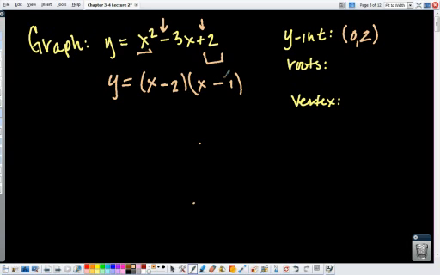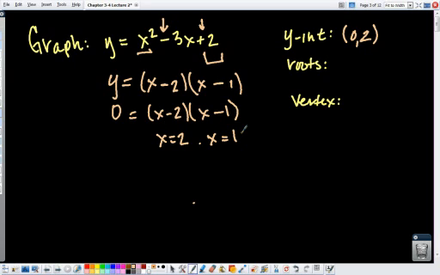Now to find the roots, what I really need to do is make these equal to 0, because roots are defined as values when x equals 0, or when y equals 0. If I substitute 2 in for x, it makes the whole equation equal to 0 because 0 times anything is 0. And when I substitute 1 in for x, that makes the second binomial 0. 0 times anything again is 0. So our roots are (1, 0) and (2, 0).